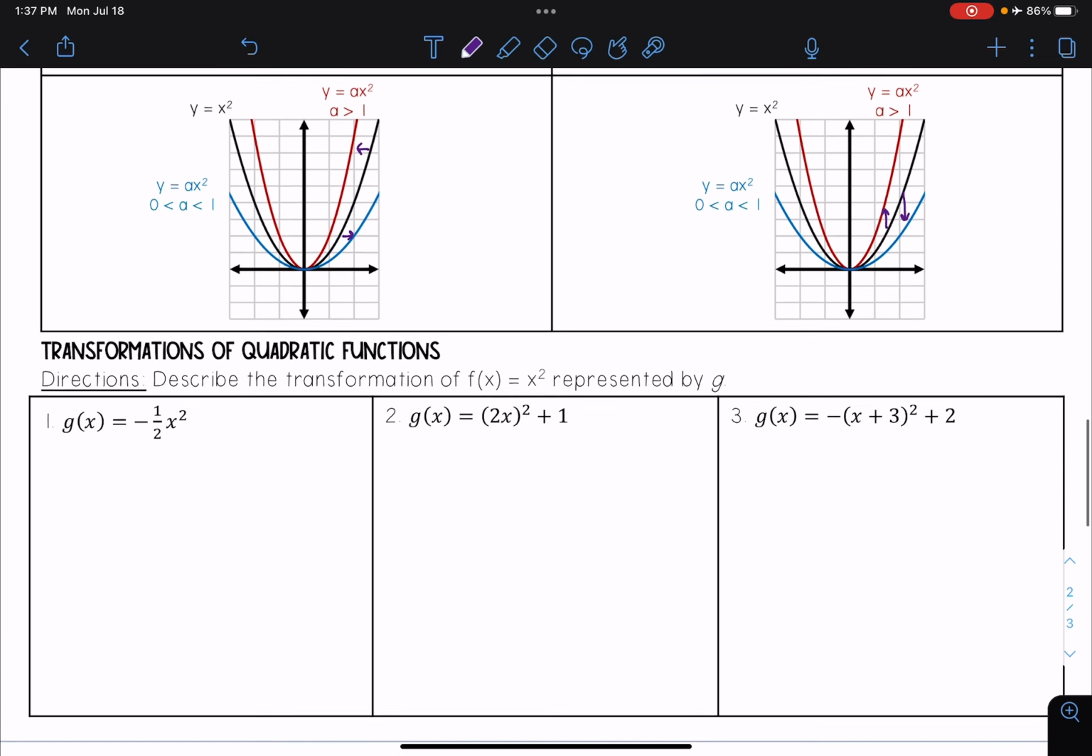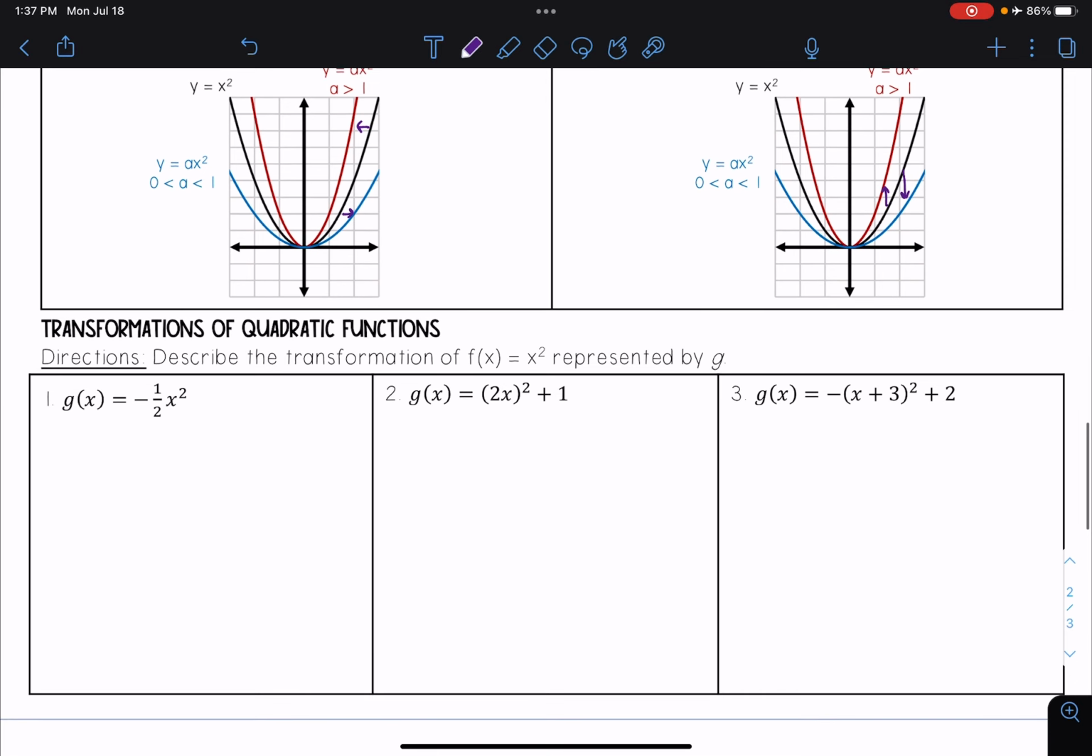So let's go ahead and go through a couple of examples of identifying these. So we're going to describe the transformation of f of x equals x squared represented by g. The first one I have g of x is equal to negative 1/2 x squared. And so I see this is actually in the form of g of x is equal to negative ax squared, where here I see that my a is equal to 1/2.